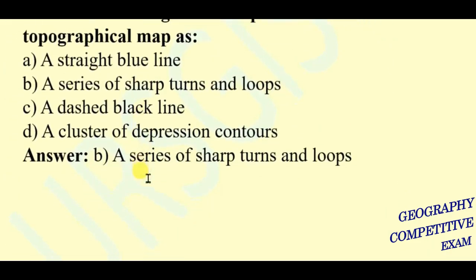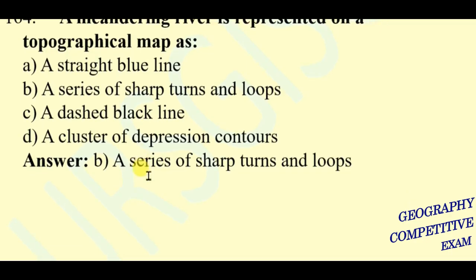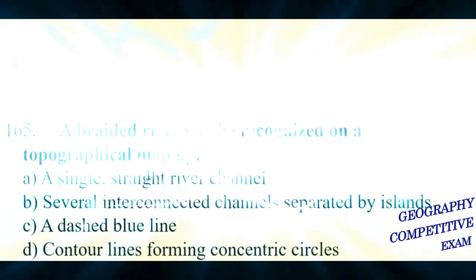Question 164. A meandering river is represented on a topographical map as a straight blue line, a series of sharp turns and loops, a dashed black line, a cluster of depression contours. Here the right answer will be a series of sharp turns and loops. There is no color representation of a meandering river differently; there is a color representation of a river, whether it is perennial or non-perennial.